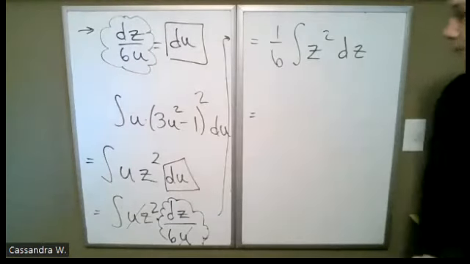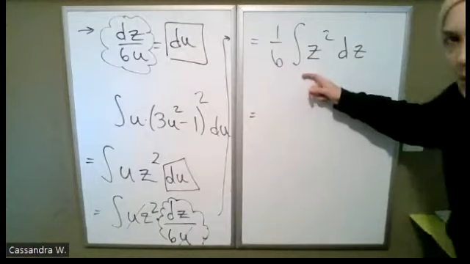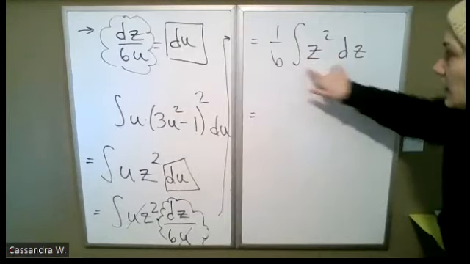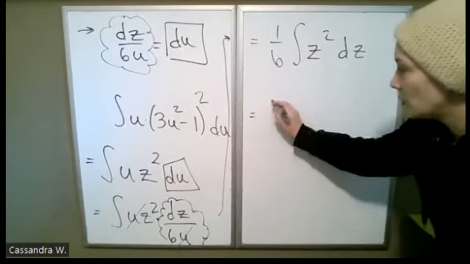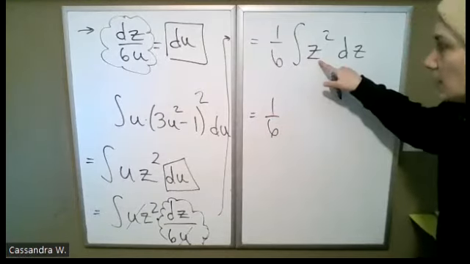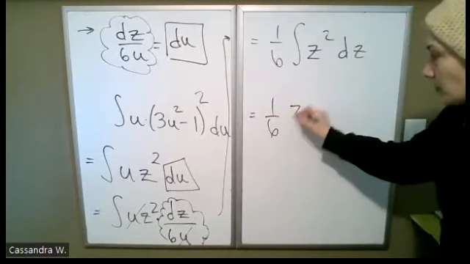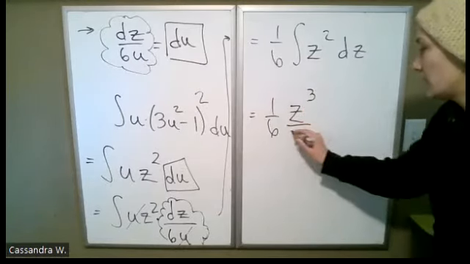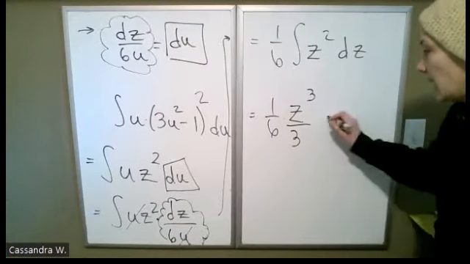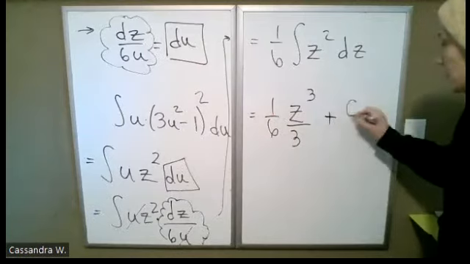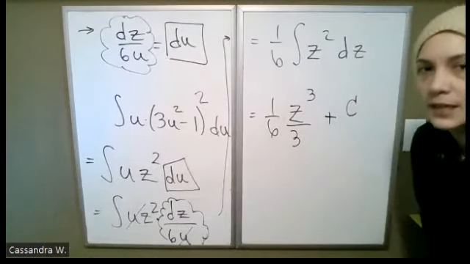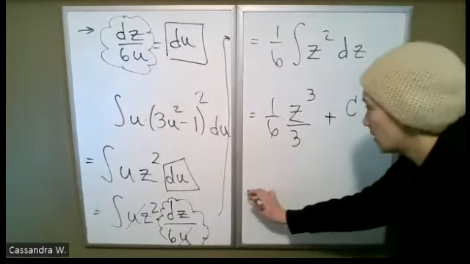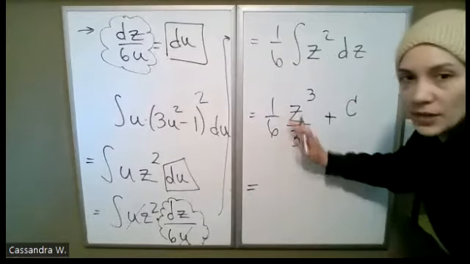Okay. So, like we talked about earlier, when you integrate, you don't need the integral symbol anymore. So we have a 1/6, and then we're going to add 1 to the power, z cubed, and then divide by 3. And plus c. And we're at z cubed over 6 plus c. Or, sorry, z cubed over 18.